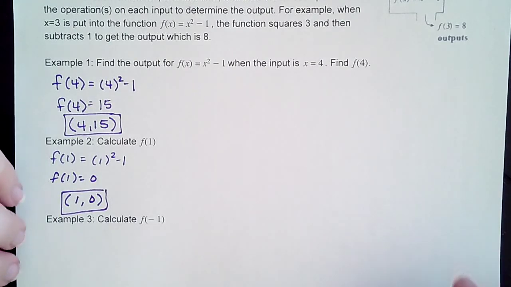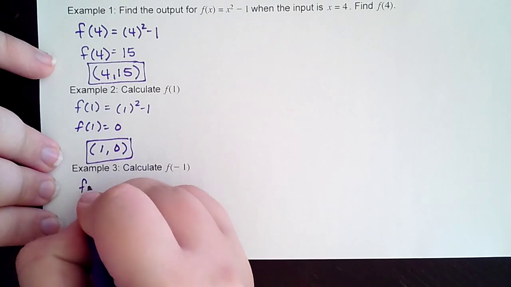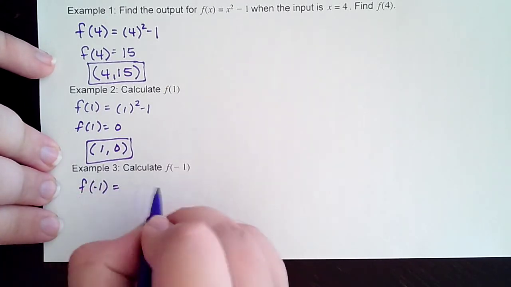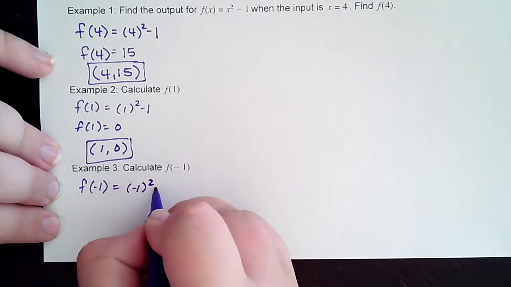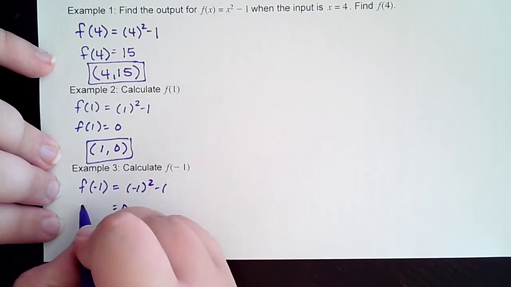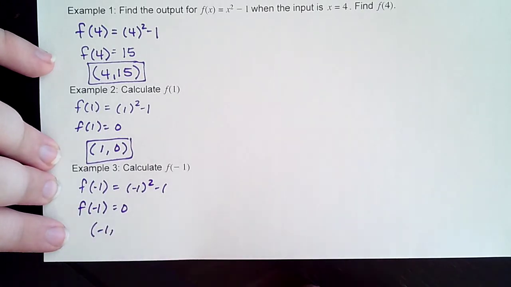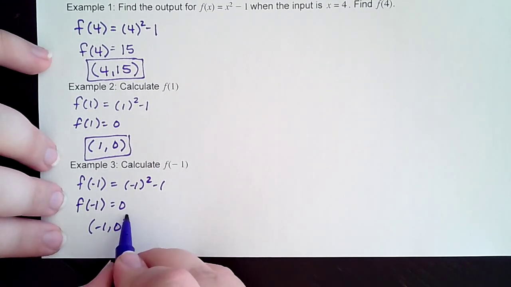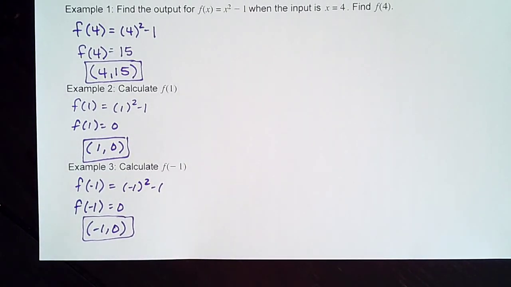Let's see another one. Calculate f of negative 1. That means I'm plugging negative 1 into my function. So I plug it into my equation. Negative 1 squared is 1. 1 minus 1 is 0. F of negative 1 is 0. My input was negative 1. My output was 0. Therefore, my answer is negative 1 comma 0.